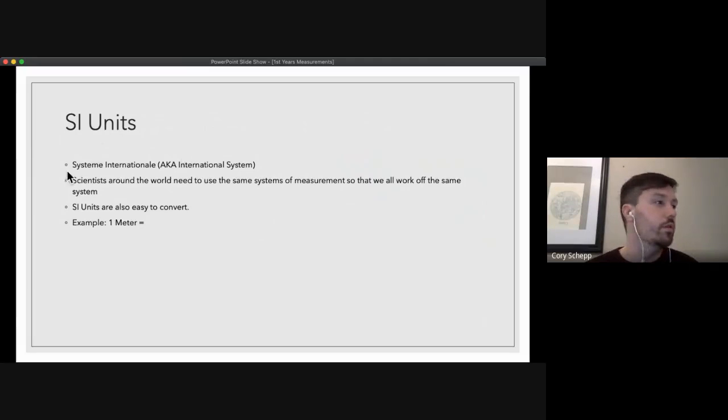And then you have this first bullet point taken down, and then take down this third bullet point. SI units are also easy to convert. That's why we use them.